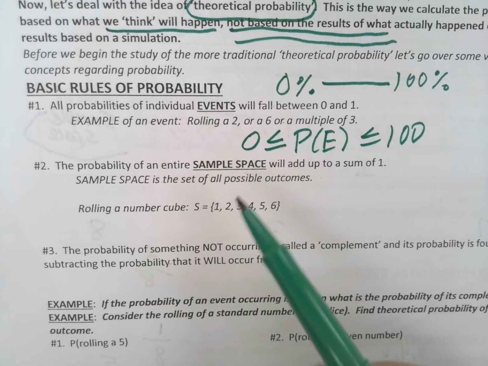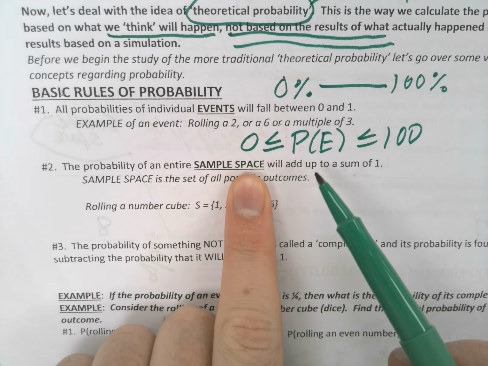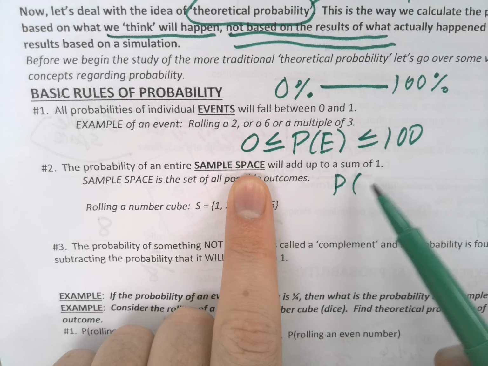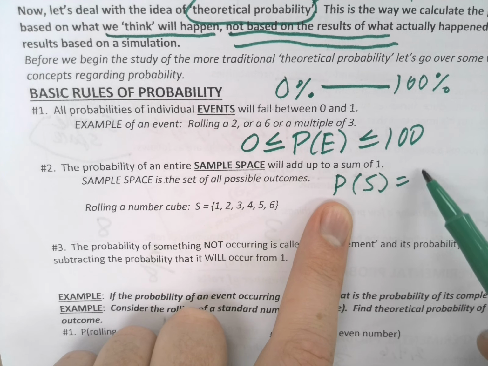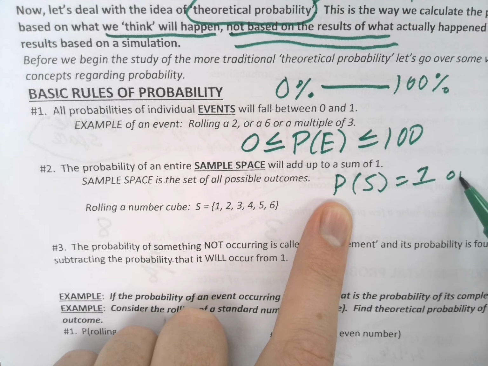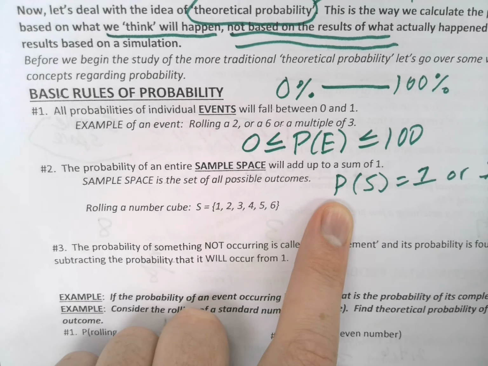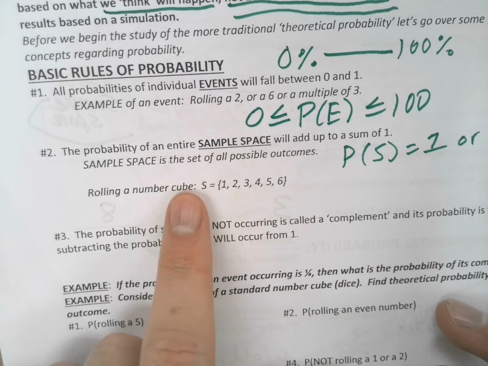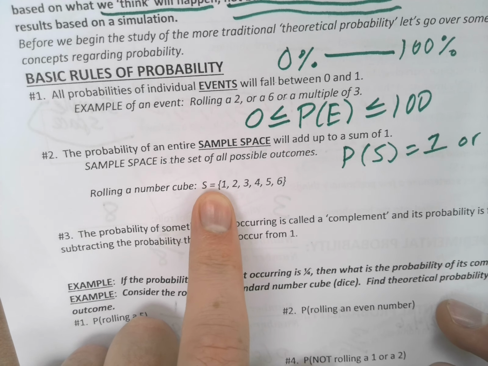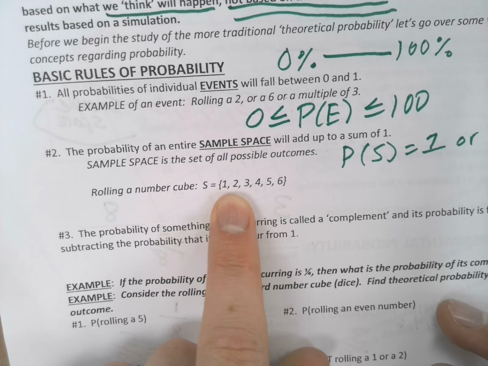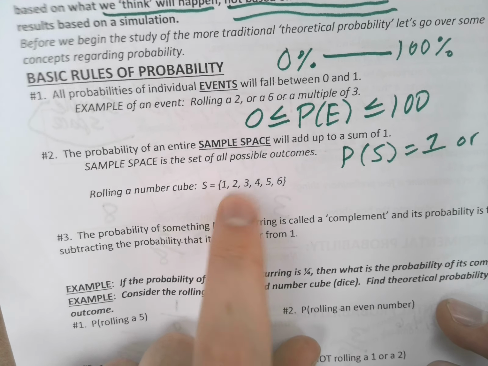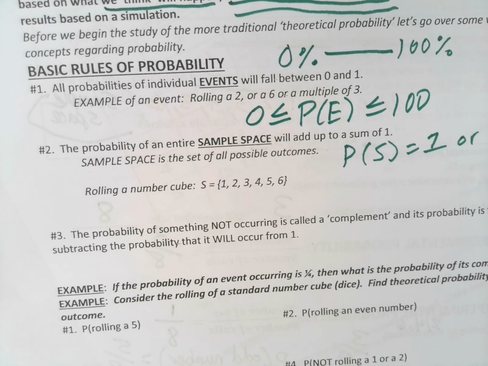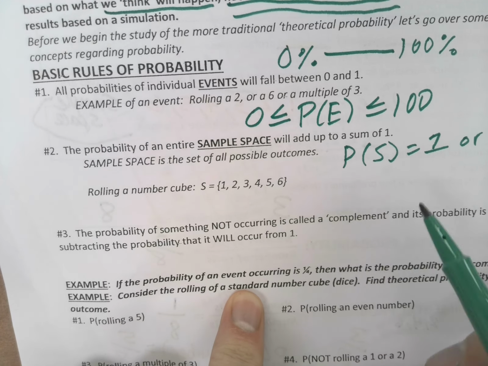Now, the probability of an entire sample space, well, your sample space are all the possible events that could happen. So the probability of your sample space occurring is 1, or we're talking 100%, because your sample space is every possible outcome. So, for example, rolling a number cube, the probability of getting something in your sample space is everything. You're guaranteed to get a 1, 2, 3, 4, 5, or 6. There's a 100% chance.